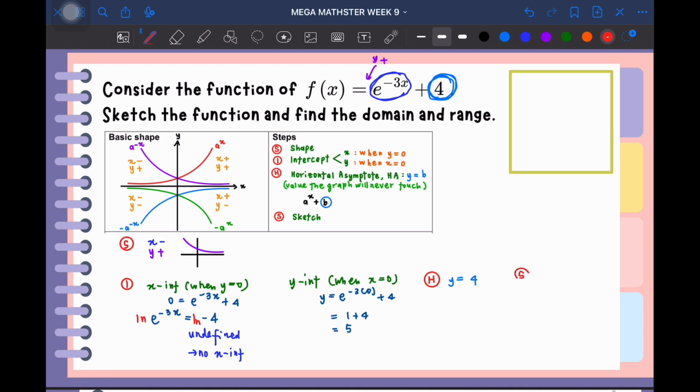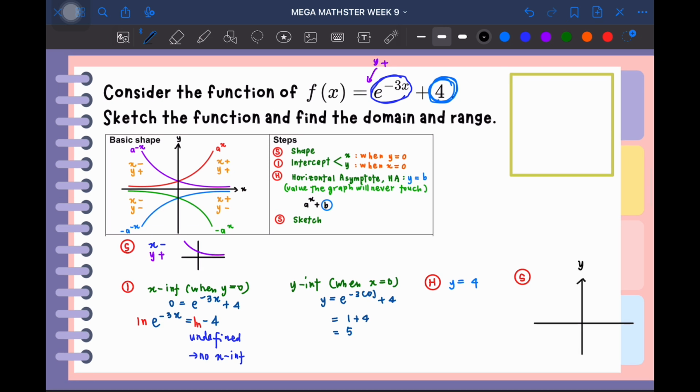So the last step is S, sketch. Draw your axes first, the x-axis as well as the y-axis, and label y, x, and 0. We know that our horizontal asymptote is y equal to 4, so let's plot that first. So y equal to 4 is somewhere up here.